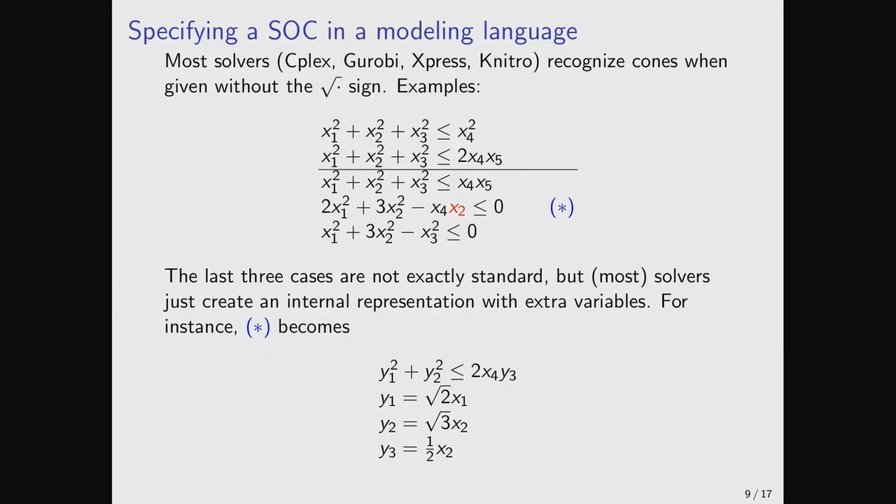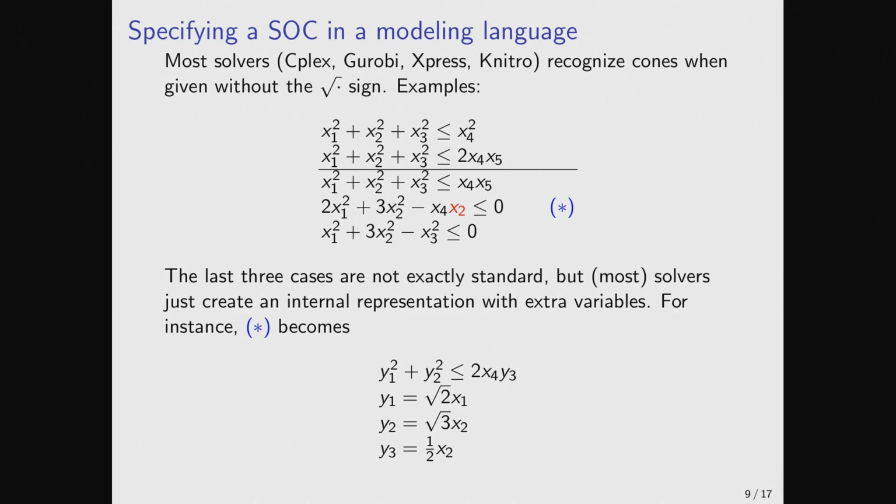So on a practical side, the second order cone in a modeling language can be specified as is. If you go as far as doing these non-intuitive inequalities, the solvers will somewhat reformulate everything. For instance, the second last inequality is a cone, but it's going to be reformulated in this form. So the solver will just create two new variables, y1 squared plus y2 squared less or equal than 2 times x4 times y3.